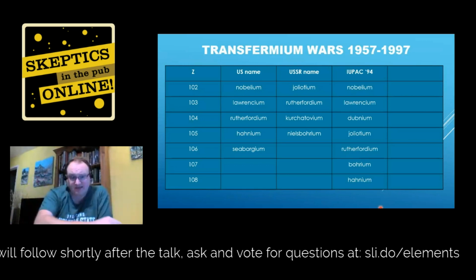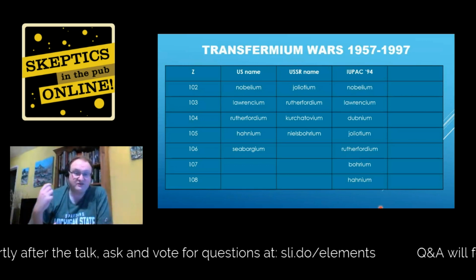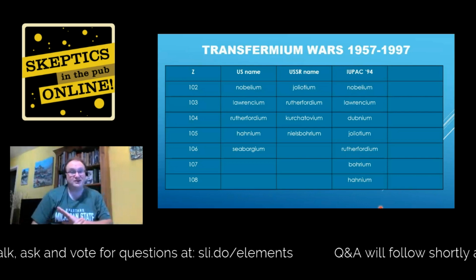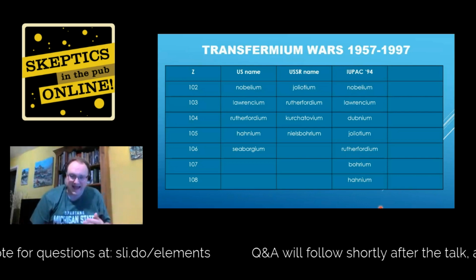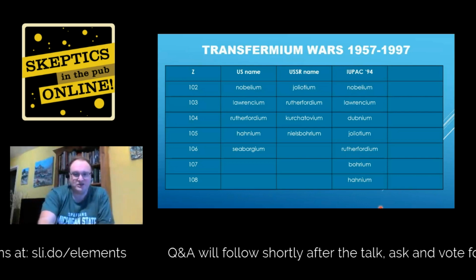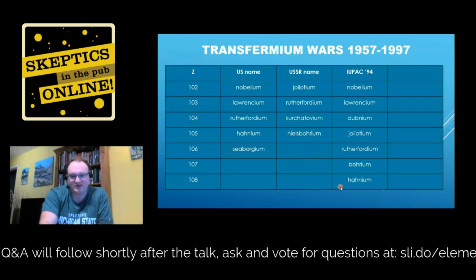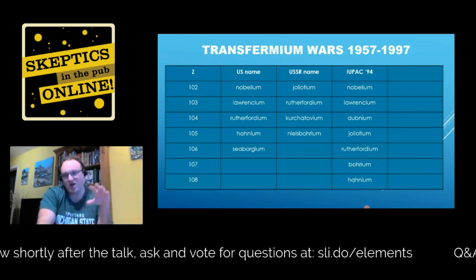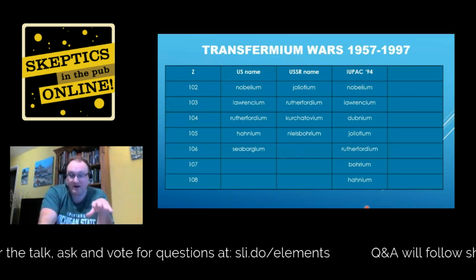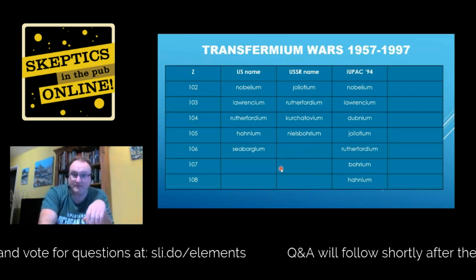You might notice 107 and 108 have names now. They were discovered by a German team. They weren't involved in the Transfermium Wars at all. And yet they kind of got dragged in because, as you can see, the Niels Bohrium becomes Bohrium. Hahnium gets dragged into 108. Nobody liked this list. The Americans were particularly unhappy that Seaborgium got kicked off.